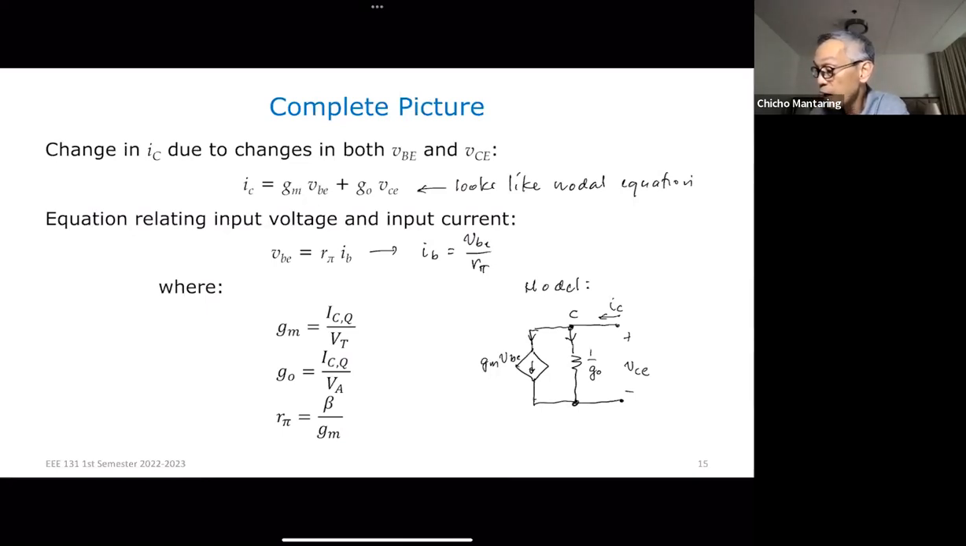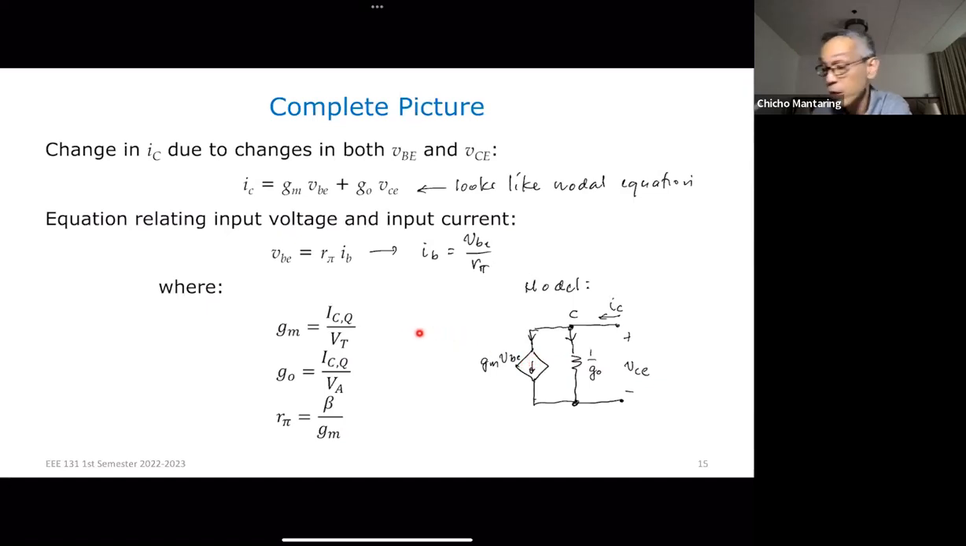So that is my I sub C. Again, note, I sub C is composed of this current, which is VCE over 1 over G sub O, and this current, which is GM VBE. The resistance is 1 over G sub O, so VCE over 1 over G sub O is VCE times G sub O. And then this is GM VBE.